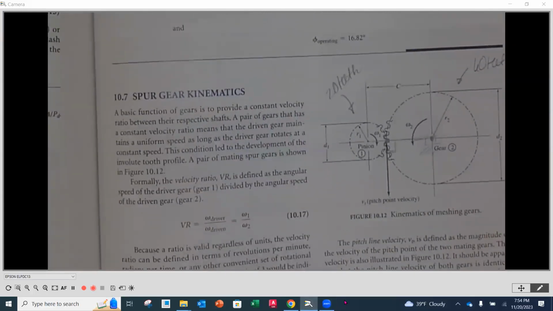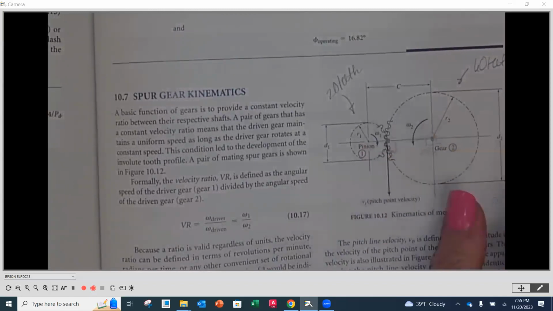When we look at velocity ratio, capital V, capital R, it's going to be equal to the angular speed, W, of the driver. The driver is where the motion is coming in, and most often that's coming off of our motor, our engine, whatever it might be. It's the higher speed of the two rotating. And then we divide that by the angular speed, the W, of the driven gear. So we're going from the input to the output, if you would.